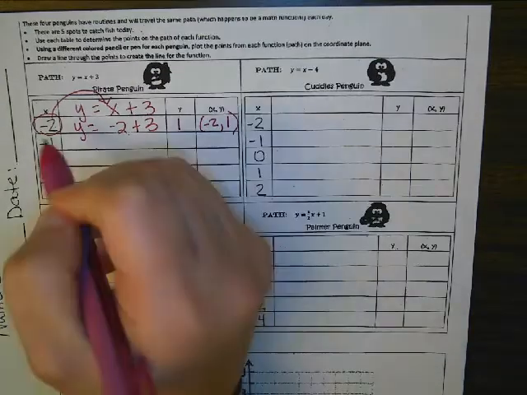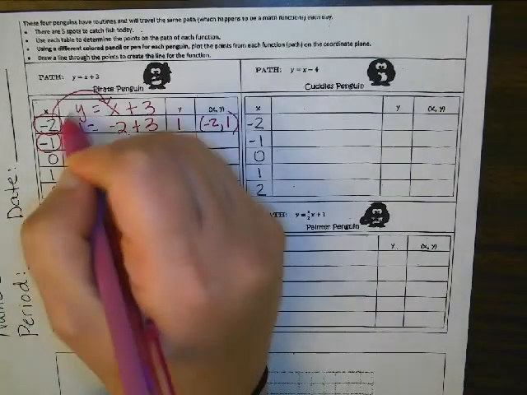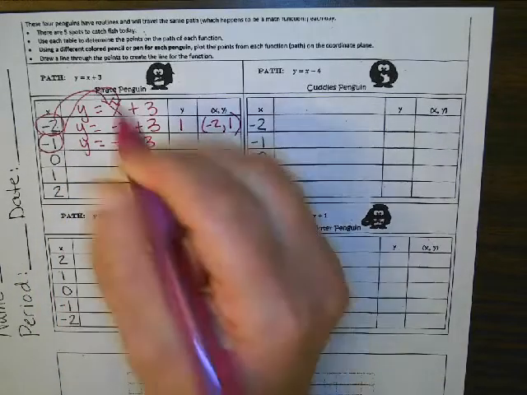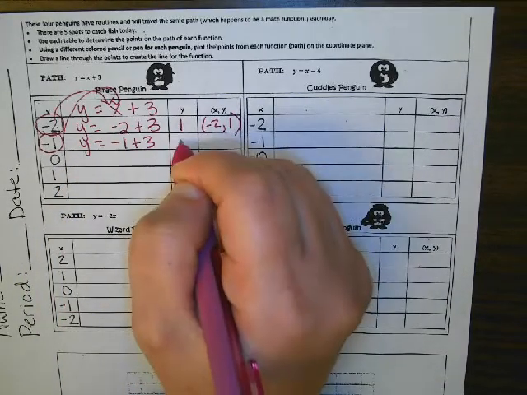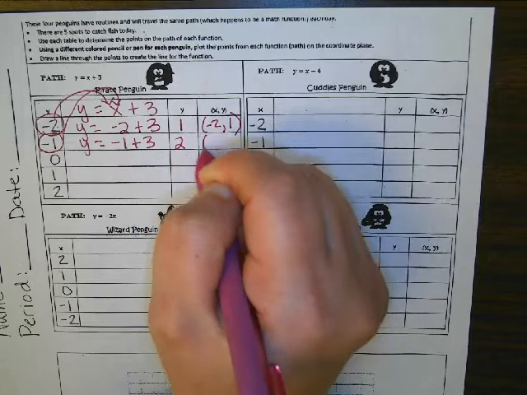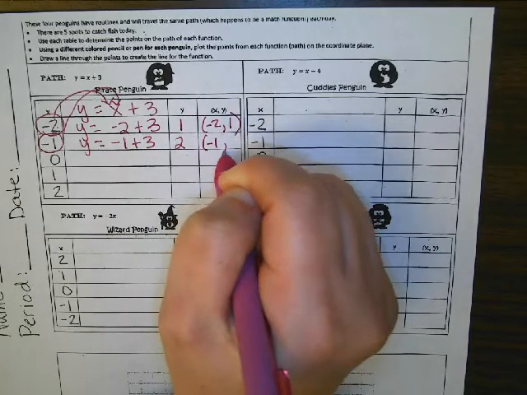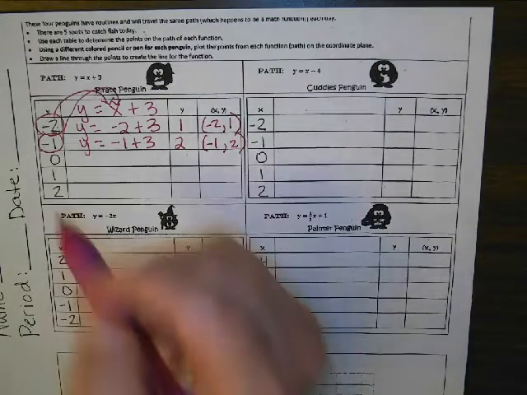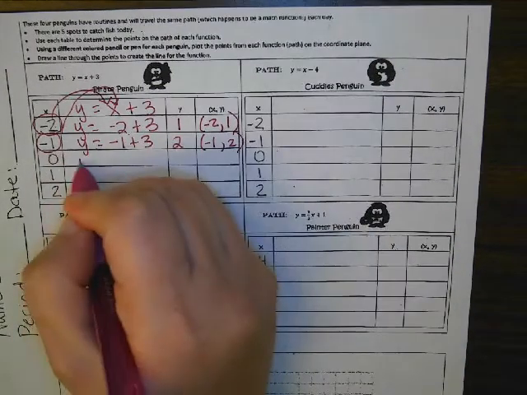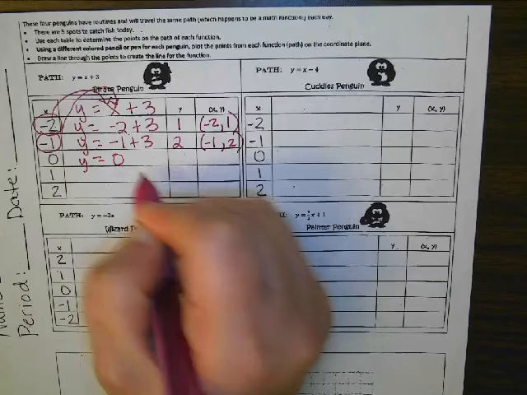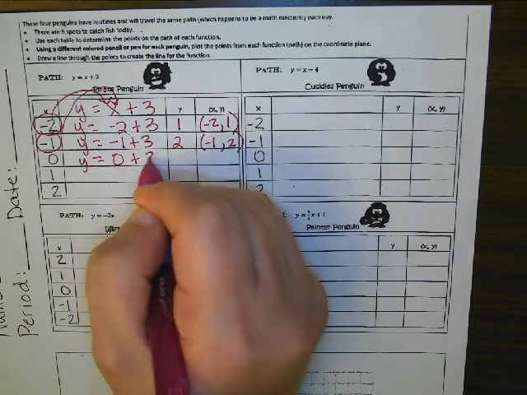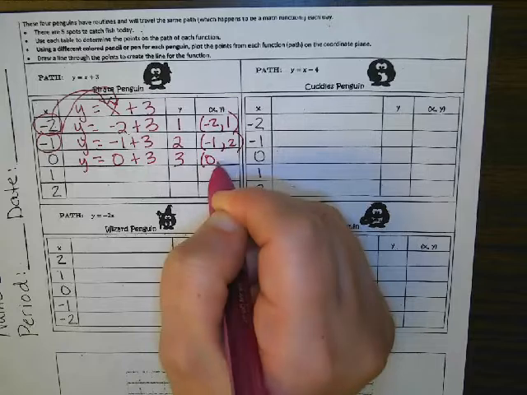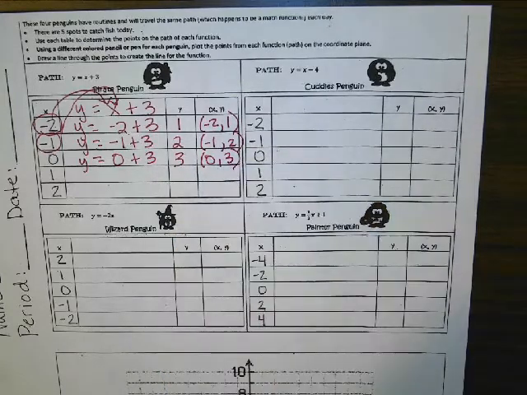Now I'm going to move to my next x value. X is -1, so y equals -1 plus 3. -1 plus 3 is 2, so when x is -1, y is 2. Now I'm going to plug in my next value. Y equals 0 plus 3. 0 plus 3 is 3, so I've got 0 for x and 3 for y.